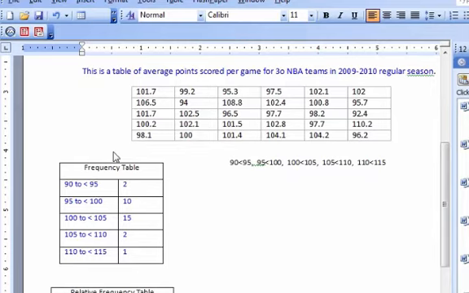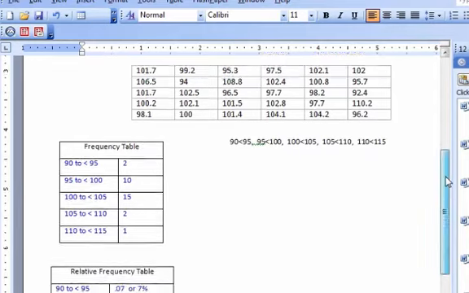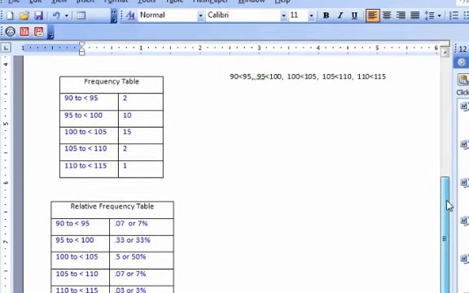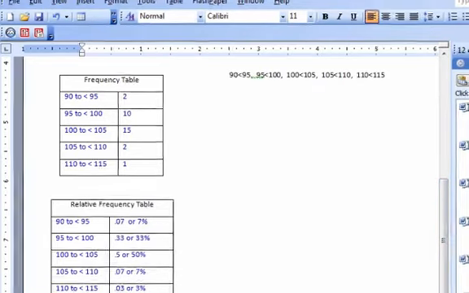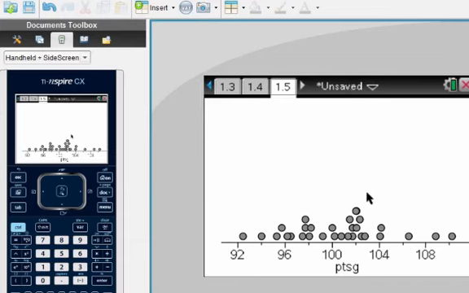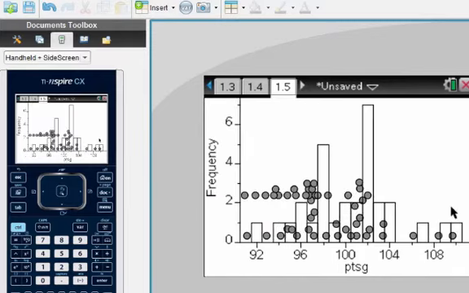This is a table of average points scored per game for 30 NBA teams in the 2009-2010 season. I made a frequency table and a relative frequency table here to take a look at what I want to do with the data. So I did graph it. This is the dot plot of that data. I can change that to a histogram.